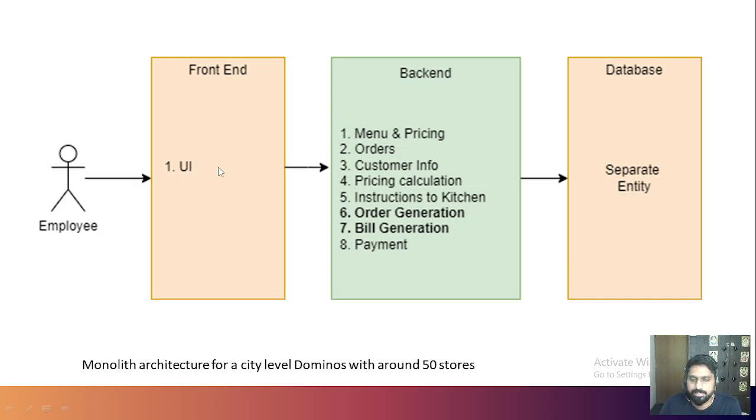UI will be a single service, and then we can say menu and pricing, the orders you placed, customer info, and then the pricing calculations. If you have any commands to the kitchen, you can do that. Order generation, bill generation, and finally the payment. So I highlighted order generation and bill generation. I will explain about it in the next few slides.